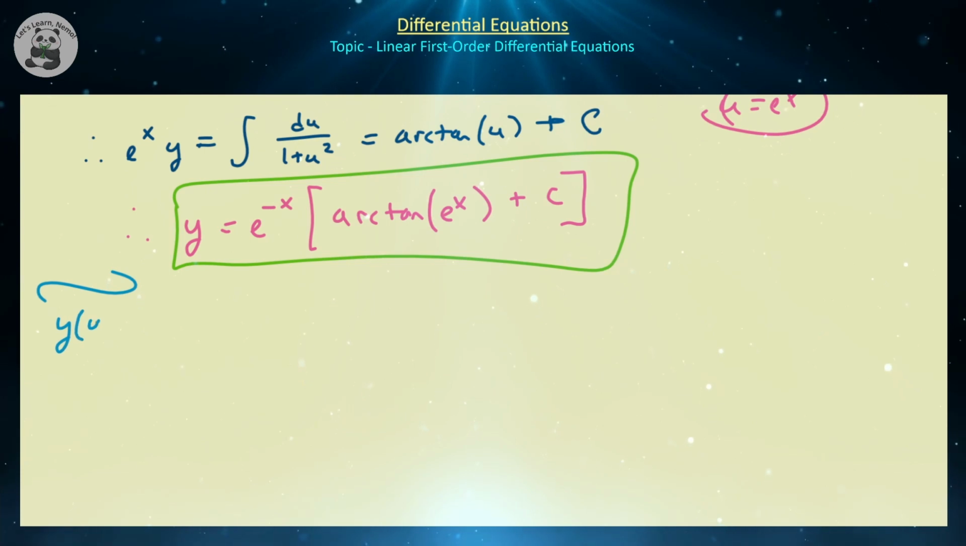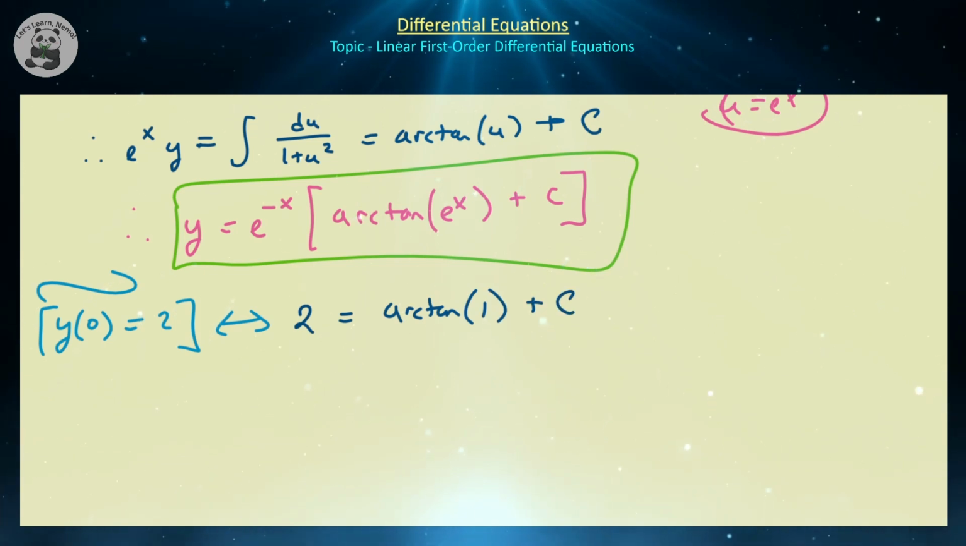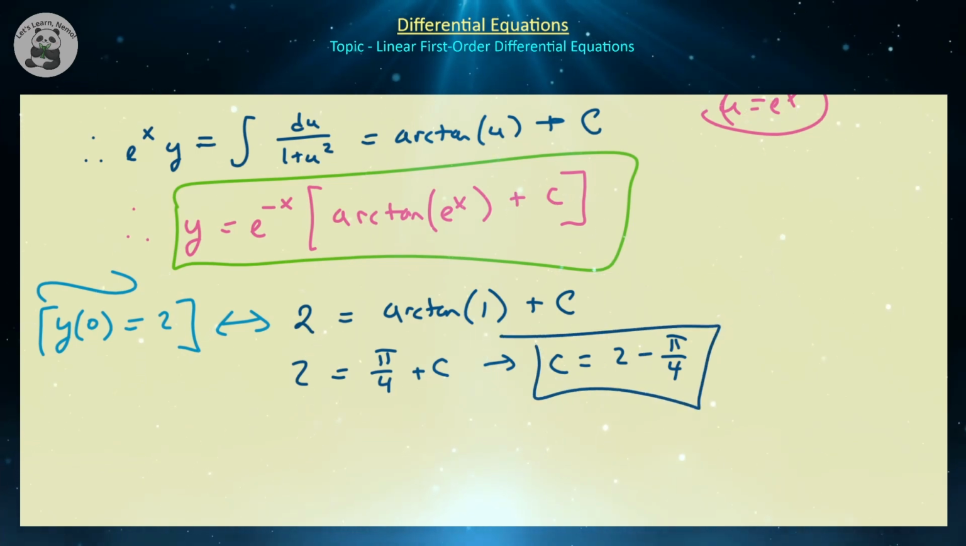So keep in mind our initial condition was that y of 0 was equal to 2. So once we replace this into our general solution, we're going to have 2 is equal to e to the 0, which is equal to 1, times the arctangent of e to the 0, which is 1, plus c. The arctangent of 1 is going to be equal to pi over 4. So we're going to have that c is equal to 2 minus pi over 4 as our particular constant.